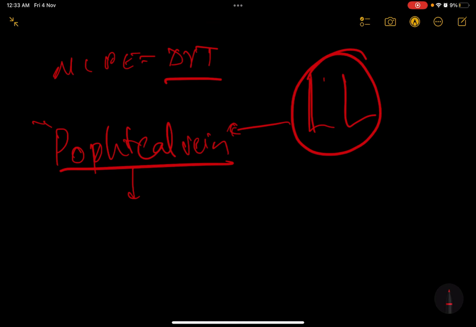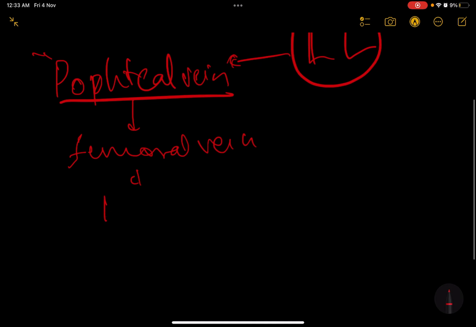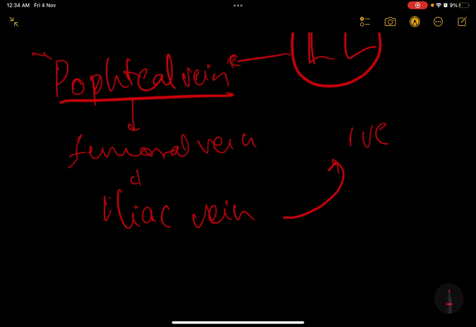So from the popliteal vein, it goes into the femoral vein, and then it goes into the iliac vein, and then from the pelvis it goes via the IVC, and so on and so forth. So from the IVC, obviously into the right atrium, right ventricle, and then into the pulmonary artery. Sorry, my mistake. Into the pulmonary artery to finally dislodge.